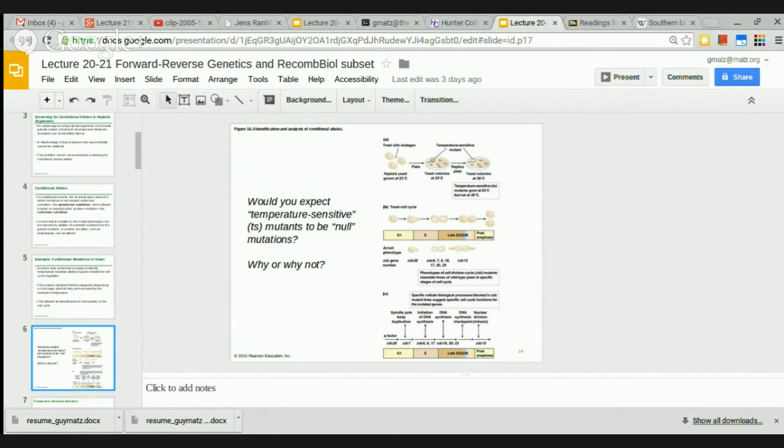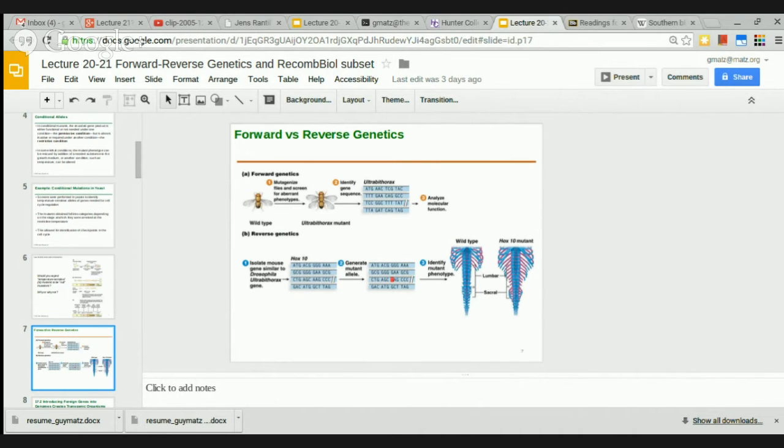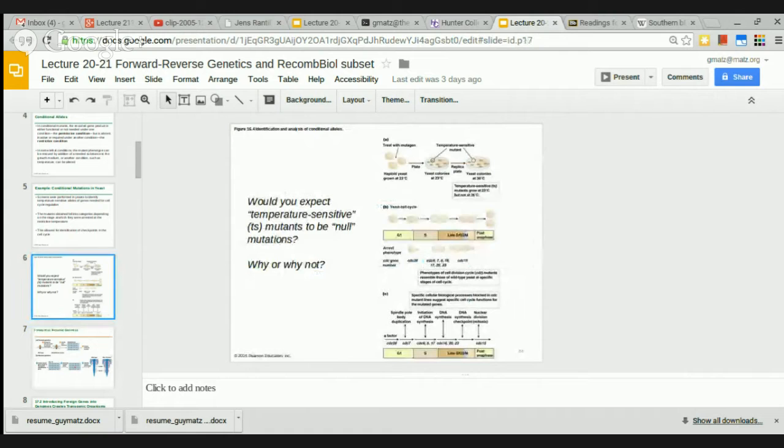When I talk about generating a mutation that's temperature sensitive, so the organism is perfectly good at the permissive temperature, but it's not good at the restrictive temperature, would you imagine that I've generated a null mutation? What do I mean by a null mutation? It makes no product. That would not work, right? If you generate a null mutation, there's no product to be made. So when you're at the permissive temperature, you've still got a problem.